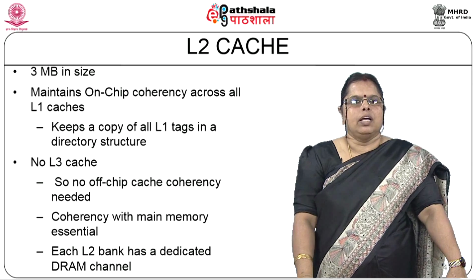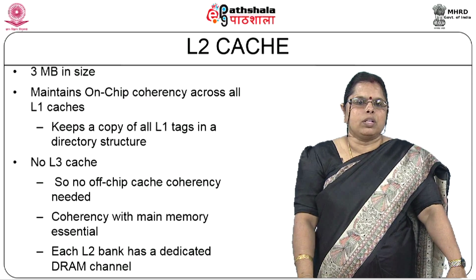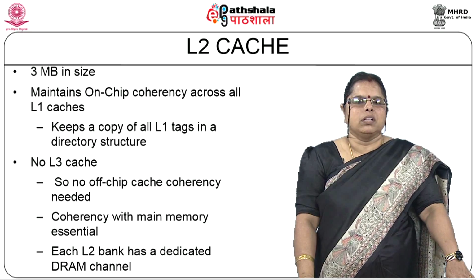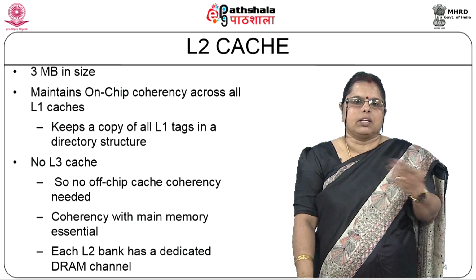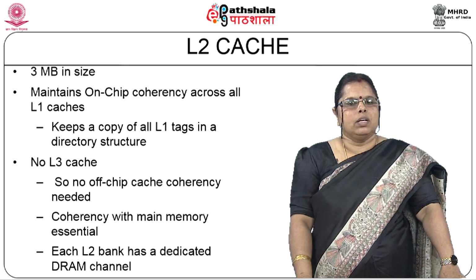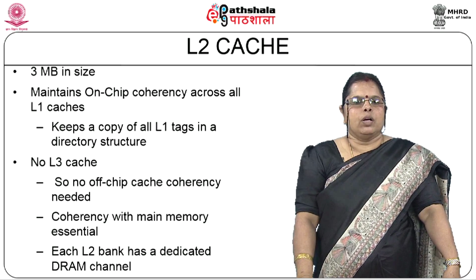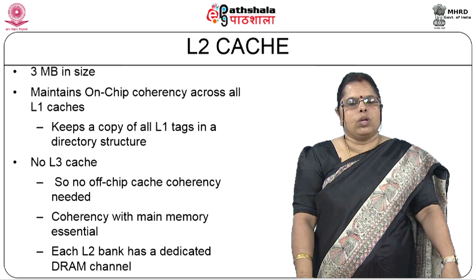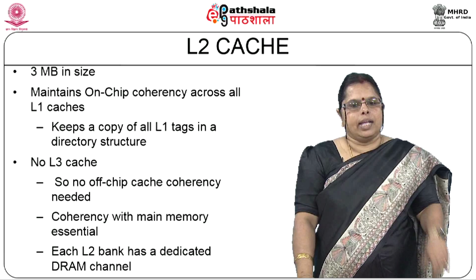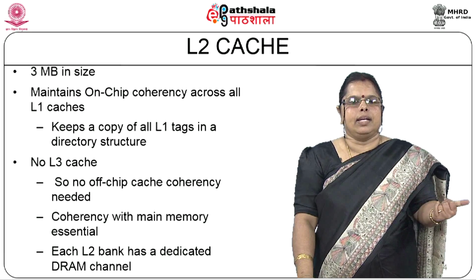Now, looking at the L2 cache, we have already mentioned that the L2 cache is 3 MB in size. It maintains on-chip coherency across all L1 caches. It keeps a copy of all L1 tags in a directory structure, and that is how it maintains the coherence. There is no L3 cache, so no off-chip cache coherency is needed. Coherency with only main memory is essential, and each L2 bank has a dedicated DRAM channel.